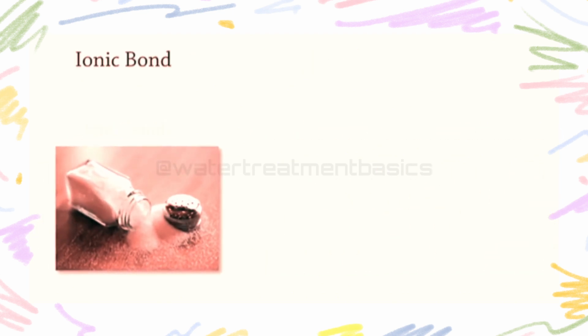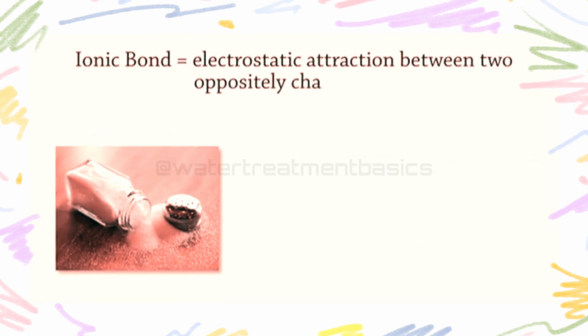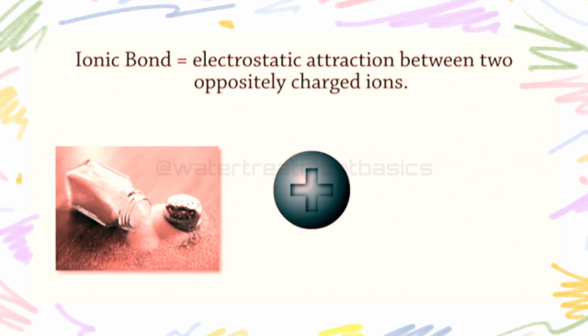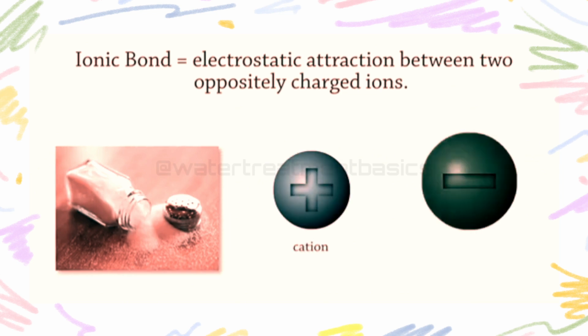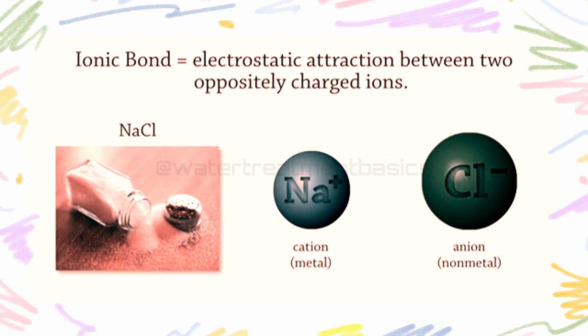An ionic bond is formed from the electrostatic attraction between two oppositely charged ions, one positive, the cation, and one negative, the anion. The cation is usually a metal, and the anion is usually a nonmetal. A familiar example is the bond forming table salt, NaCl. Sodium ions, Na+, are strongly attracted to chloride ions, Cl-.